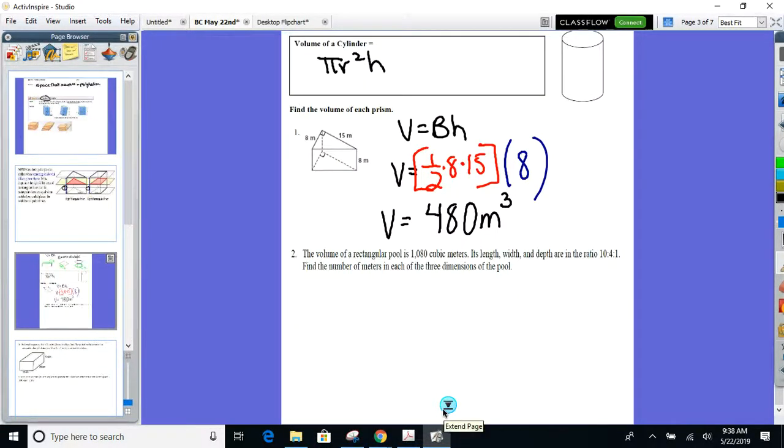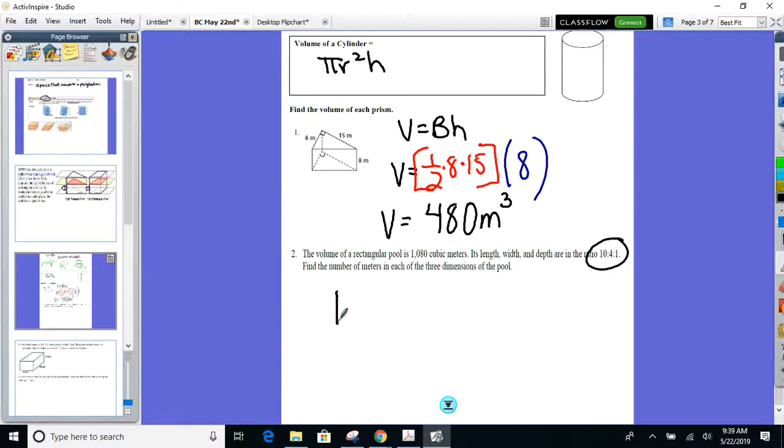Rectangular pool. Now I'm giving you the volume. Wow, 1,080 cubic meters in the pool. Length, width, and depth are in this ratio, 10 to 4 to 1. Find each dimension. What are you doing with that 10 to 4 to 1 like we've been doing all 35 weeks of the school year? Putting x's with them. So 10x to 4x to 1x.